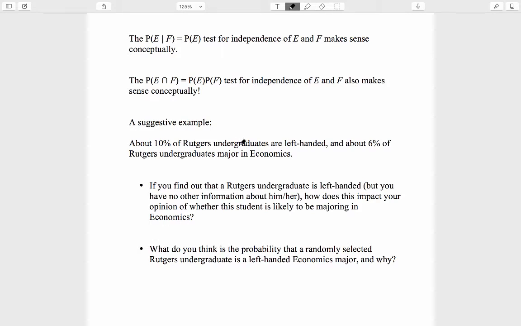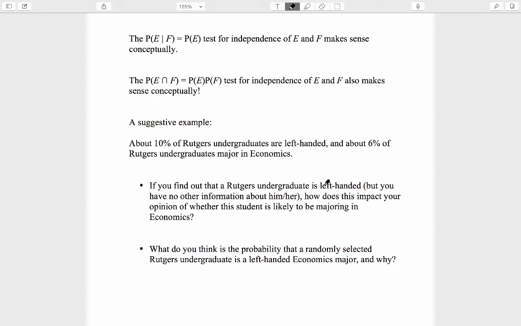About 10% of Rutgers undergraduates are left-handed, because about 10% of the whole population is left-handed. And about 6% of Rutgers undergraduates major in economics. If you find out that a Rutgers undergraduate is left-handed, but you have no other information about him or her, how does this impact your opinion of whether this student is likely to be majoring in economics?